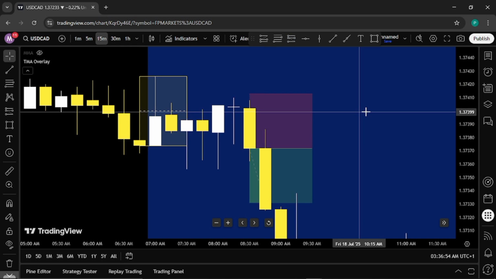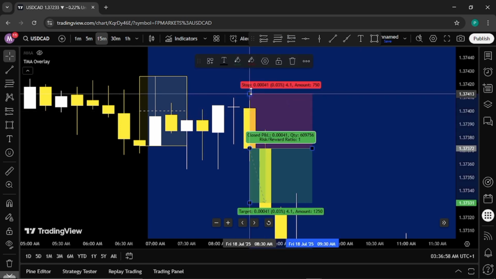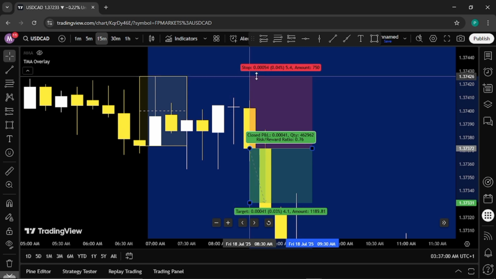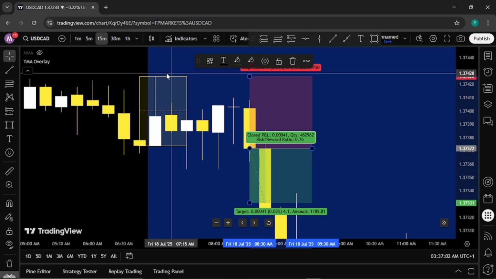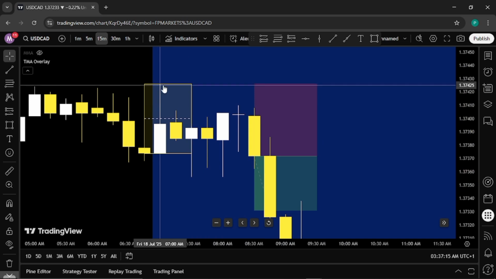Where do we place our stop loss? We place our stop loss at the high of this candle, the high of the orb. If there's another candle, let's say this candle forms here and goes high but fails to close above it, we place our stop loss at the high of that candle. So we are placing our stop loss at the high of the orb.